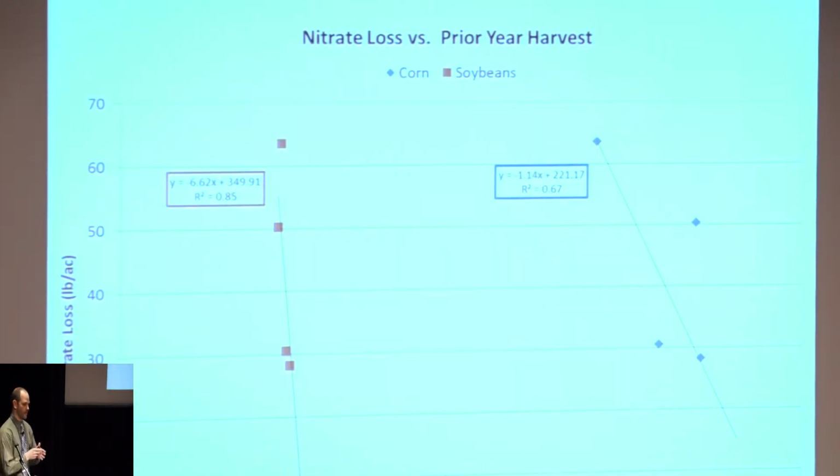This shows kind of the same thing, but extends it throughout the 5-year period. The bottom axis here represents the prior year's yield in bushels per acre for both corn in blue and soybeans in red. And then on the y-axis is the nitrate loss through the tile drains in pounds per acre the following year, and it's really a strong relationship.